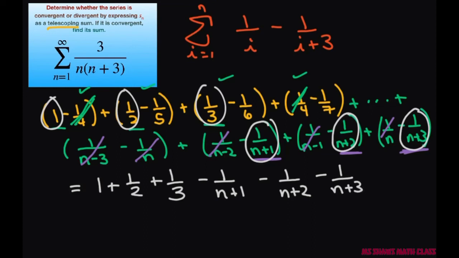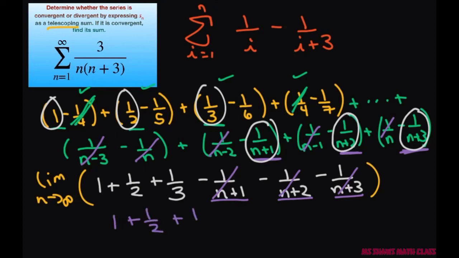Now, if you take the limit of those, I'm going to go ahead and save some time, and take our limit as n approaches infinity to see this is convergent, because we're going to get a sum. So when you substitute in infinity for these three, these are going to go to 0. So what we're left with is 1 plus 1/2 plus 1/3, and that's going to equal 11 divided by 6. That means it's convergent.